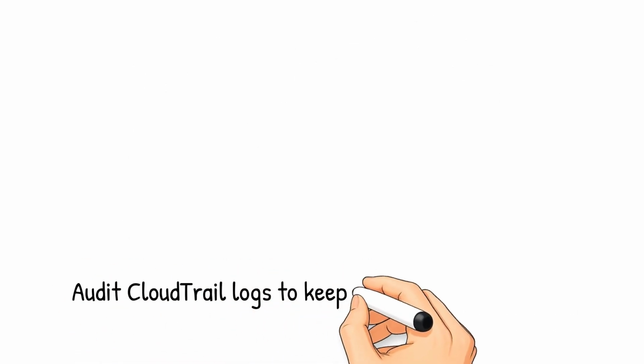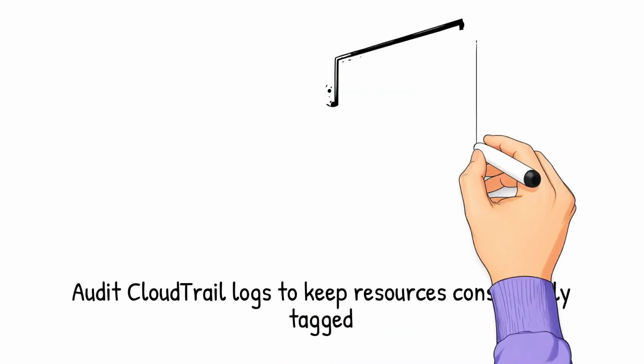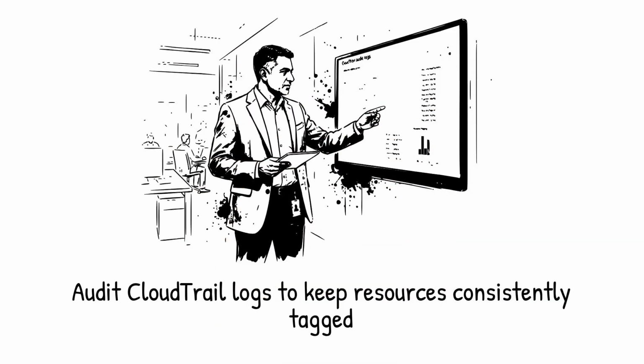Finally, audit your CloudTrail logs regularly to ensure that resources are consistently tagged. Regularly auditing your CloudTrail logs is an excellent final step to guarantee that resource tagging compliance is maintained across your AWS environment.